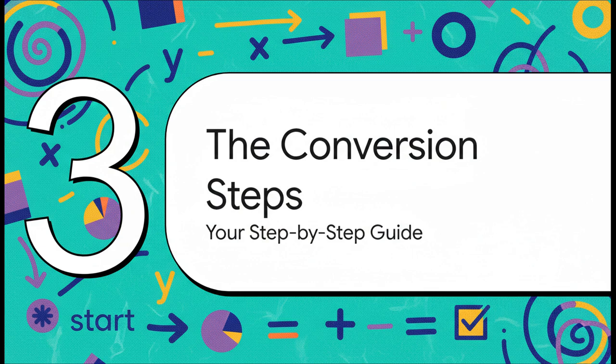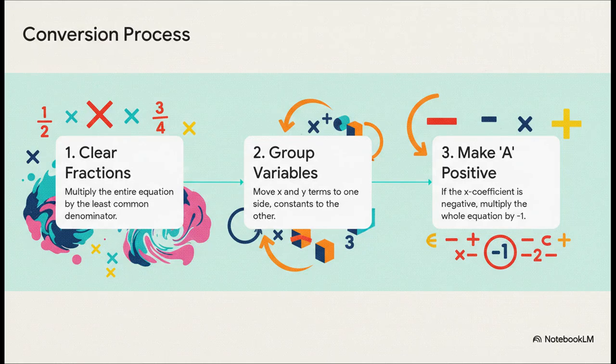All right, so that's the goal. But how do we actually get there? How do we take an equation that's not in standard form and whip it into shape? Well, it turns out it's a pretty straightforward three-step recipe. Step 1, get rid of any fractions. Standard form doesn't like them, so you just multiply the entire equation to clear them out. Step 2, get organized. You need to group your variables, so move the x and y terms to one side and the constants to the other. And step 3, the final check. Look at your A value. If it's negative, no big deal, just multiply the whole equation by -1 to flip the sign.